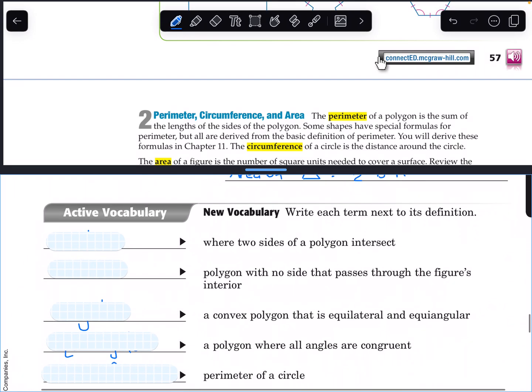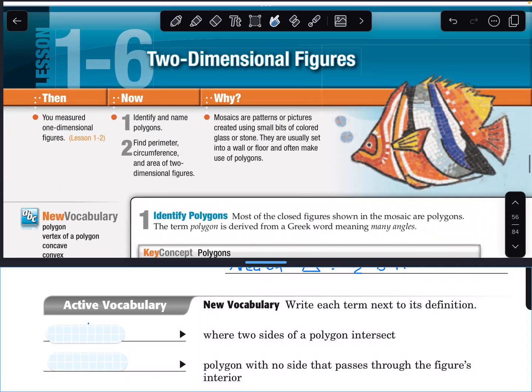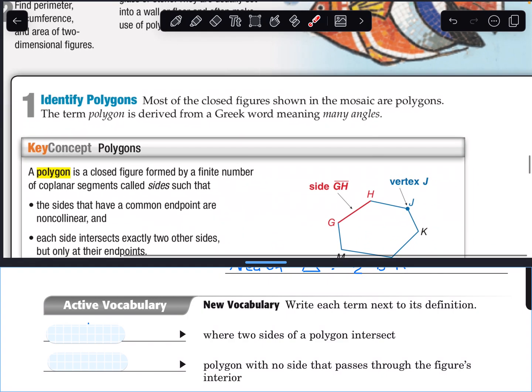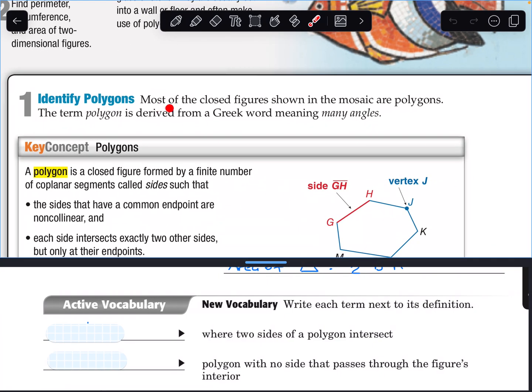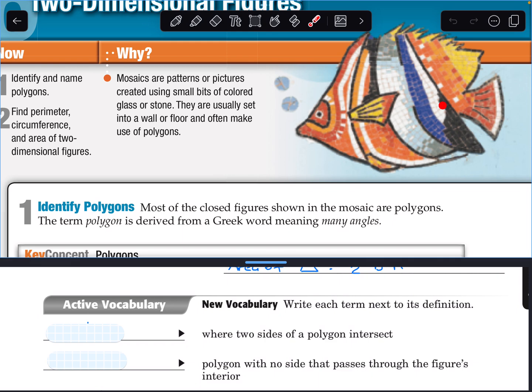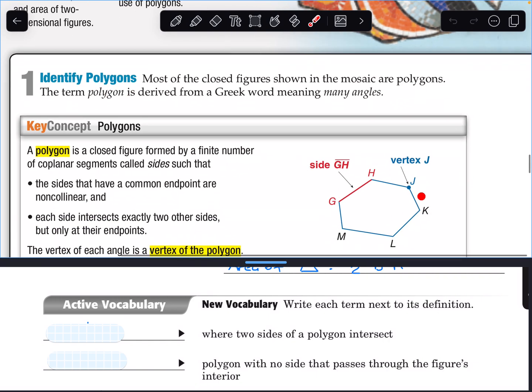Okay, then, so preparing to fill out the vocabulary, let's go ahead and read from the very beginning. We are going to start with identifying polygons. Most of the closed figures shown in the mosaic are polygons. What? Oh, the mosaic. You can barely tell on this blurry image here, but yes, this is a mosaic made of teeny tiny pieces of tile. The term polygon is derived from a Greek word meaning many angles. That's right there. Many, gons is angles.